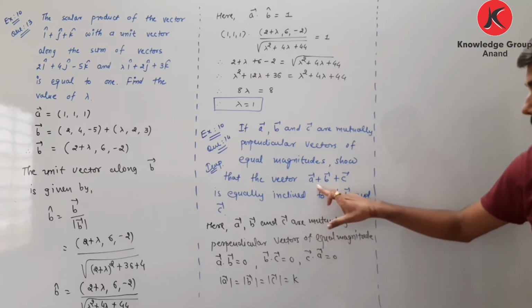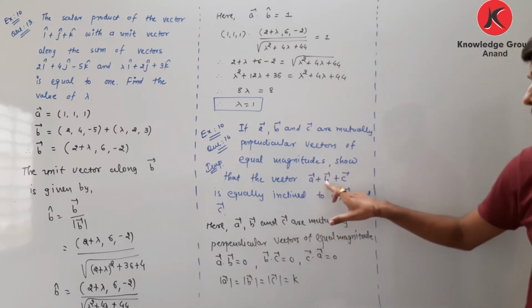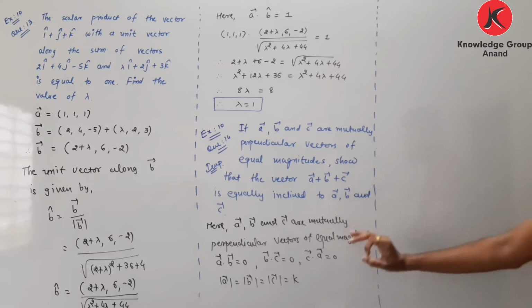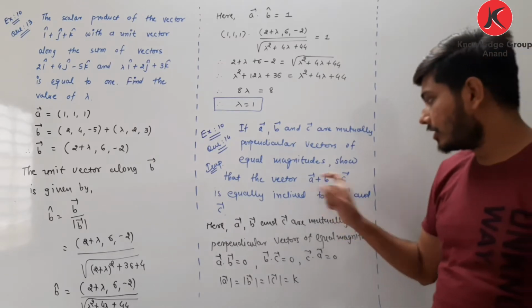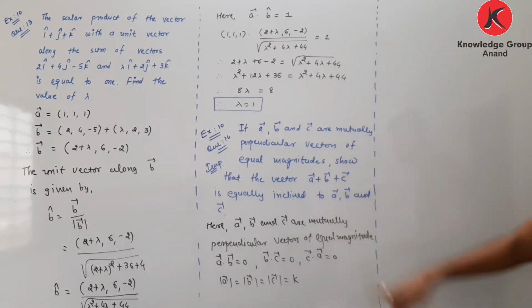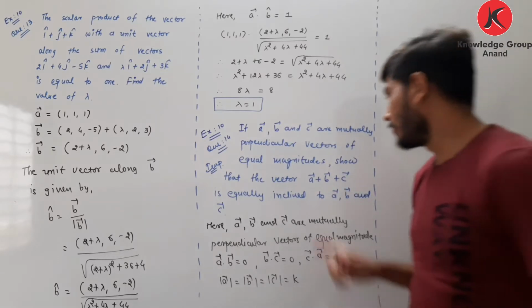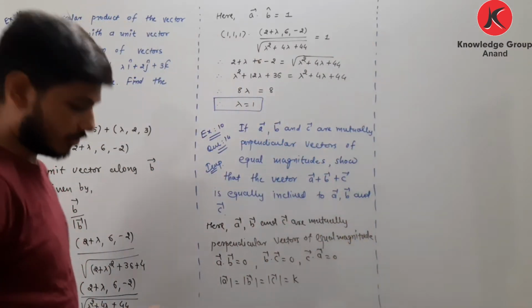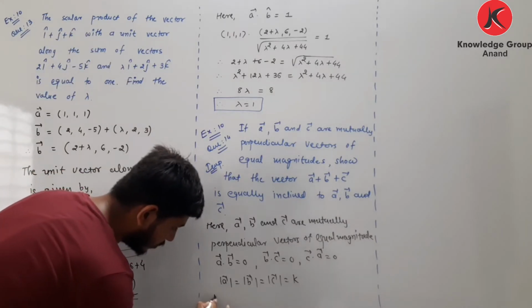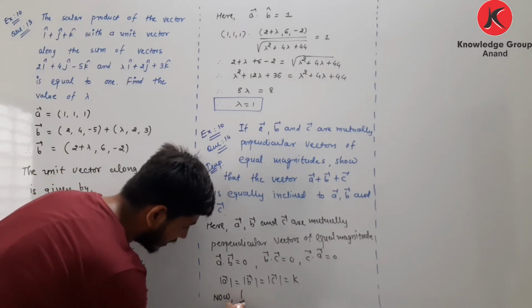But we have to obtain the magnitude of A bar plus B bar plus C bar, which we don't know right now. So for that we have to obtain the magnitude of vector A bar, B bar and C bar. So how can we obtain it?